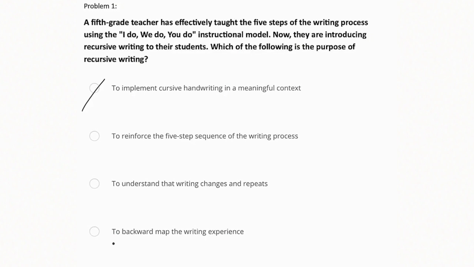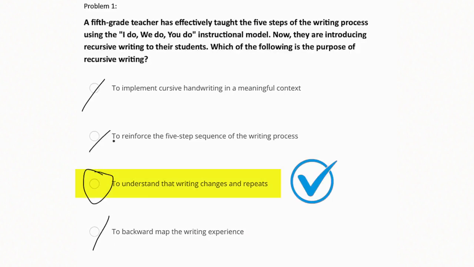To backward map the writing experience. No, it's not about going backwards per se. It's not about moving in any linear direction. It's about moving around as needed. And recursive as a word, if we think about it, it means like repeating over time. Recursive in math also means that. So it has to do with repetitive movement between one step and another step. So this is not a great answer. And of these two, we're not really reinforcing the order. So this is our best answer, to understand that writing changes and repeats.